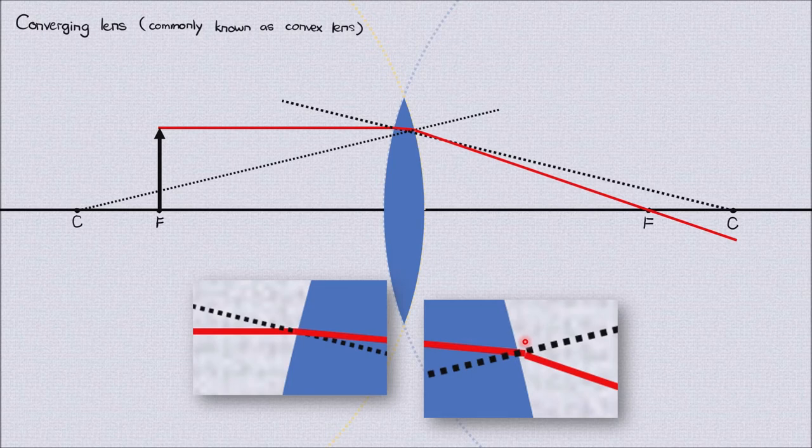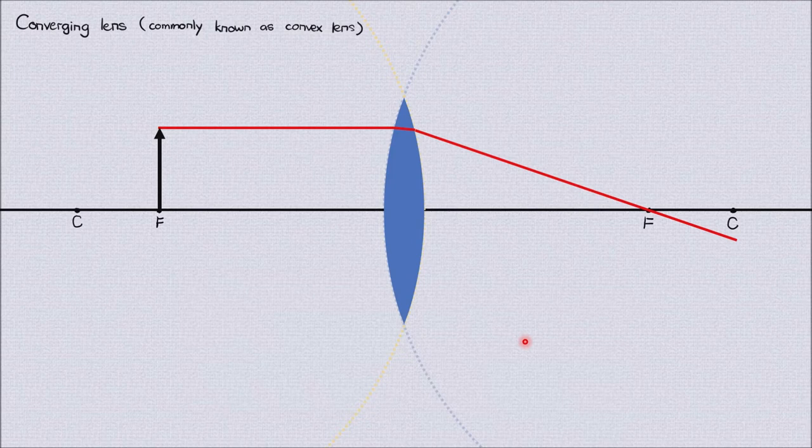The second ray will be a ray that is passing through the center of the lens. The laser pointer here is now showing where the center of the lens is.